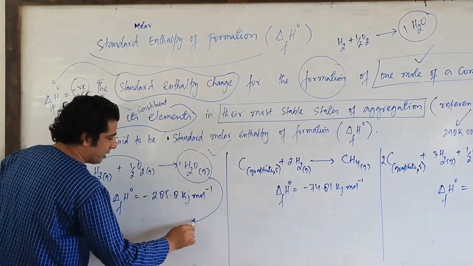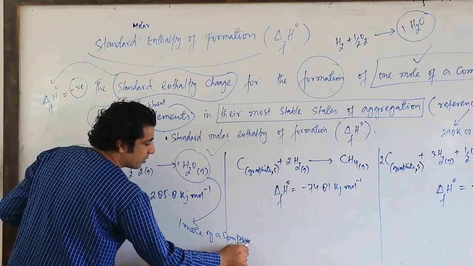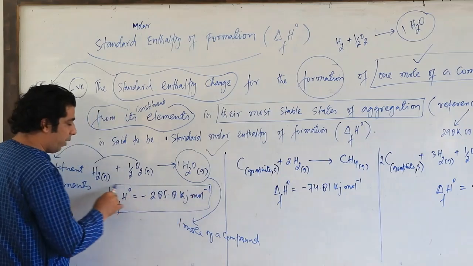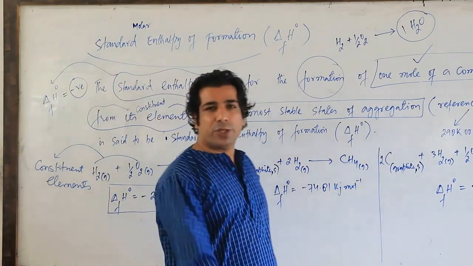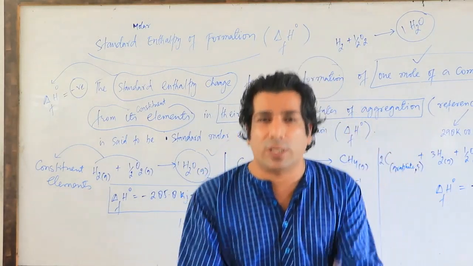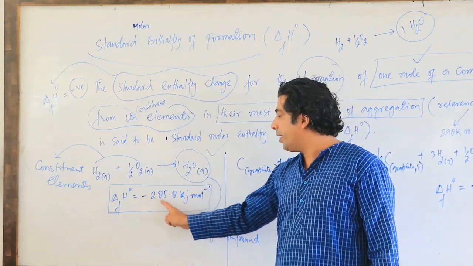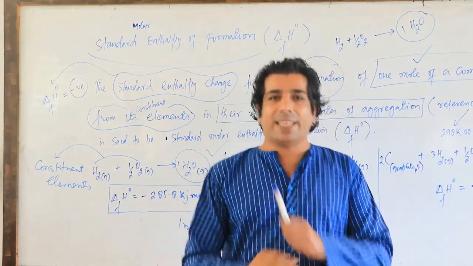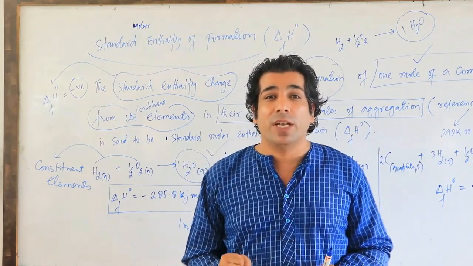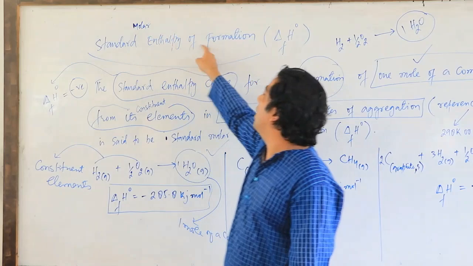And this one I can call as 1 mole of a compound. And which compound is this? This is water. Now see, in this process, during the formation of 1 mole of water from its constituent elements, hydrogen and oxygen, how much energy is released? The energy released is minus 285.8 kilojoules, and that is the standard molar enthalpy of formation. Why molar enthalpy of formation? Because 1 mole is formed here. That's why we call it standard molar enthalpy of formation.